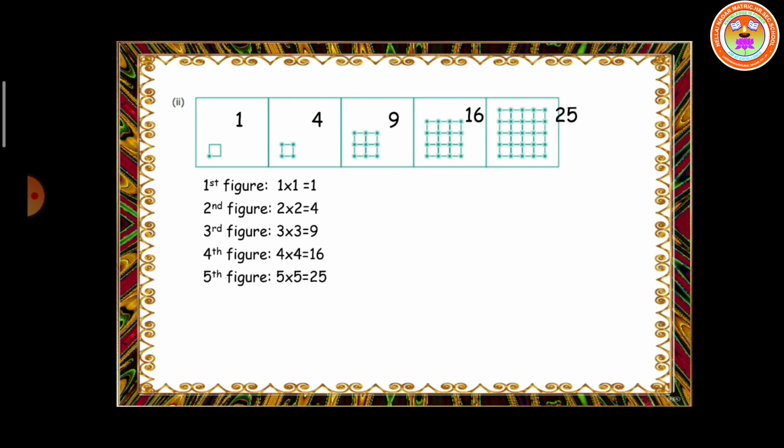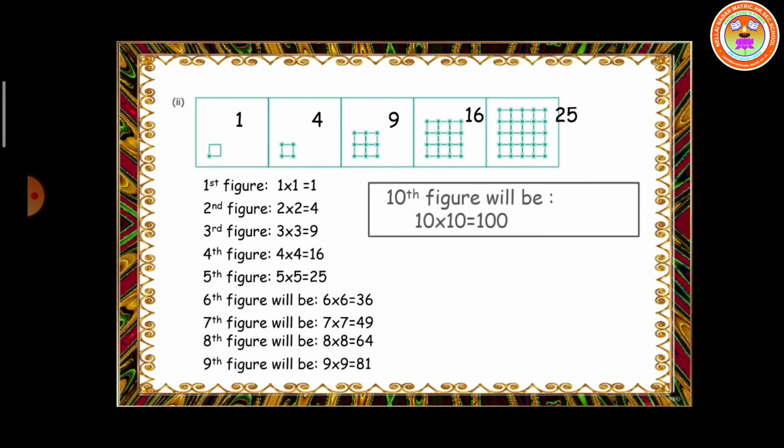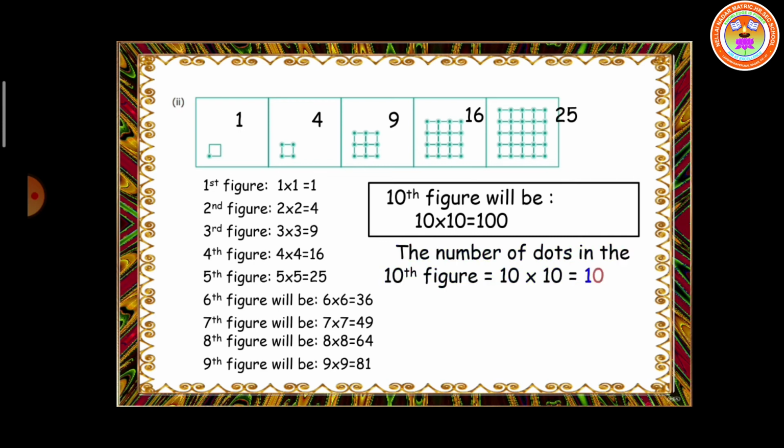What is the next figure? Sixth figure will be 6 into 6, 36. Seventh figure will be 7 into 7, 49. Eighth figure will be 8 into 8, 64. Ninth figure will be 9 into 9, 81. Tenth figure will be 10 into 10, 100. The number of dots in the 10th figure is equal to 10 into 10, 100.